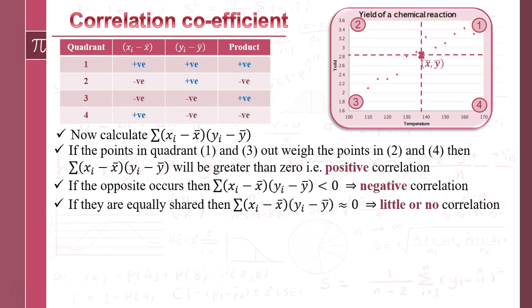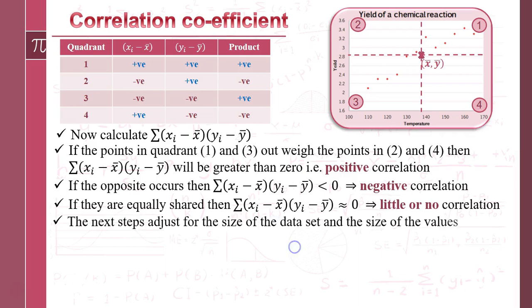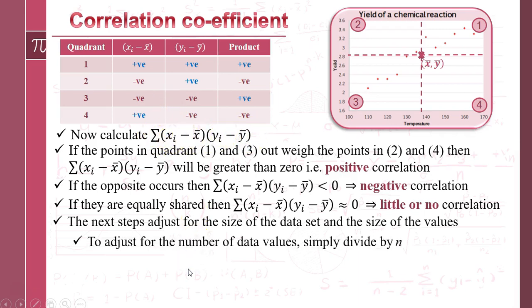Now, a couple of other extra bits and pieces that we've got to think about. The first of these is that we've got to adjust for the size of the data set, and the second is we've got to adjust for the size of the values. Because obviously, if you've got a very, very large data set, you've got more values, this summation here is going to be much, much bigger. So we've got to account for that, and that's very easily done. We just essentially average them, and so we're just dividing by n.